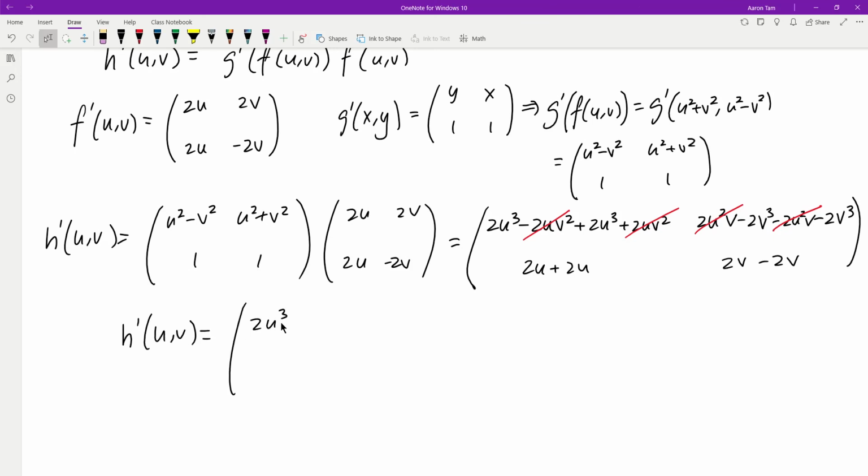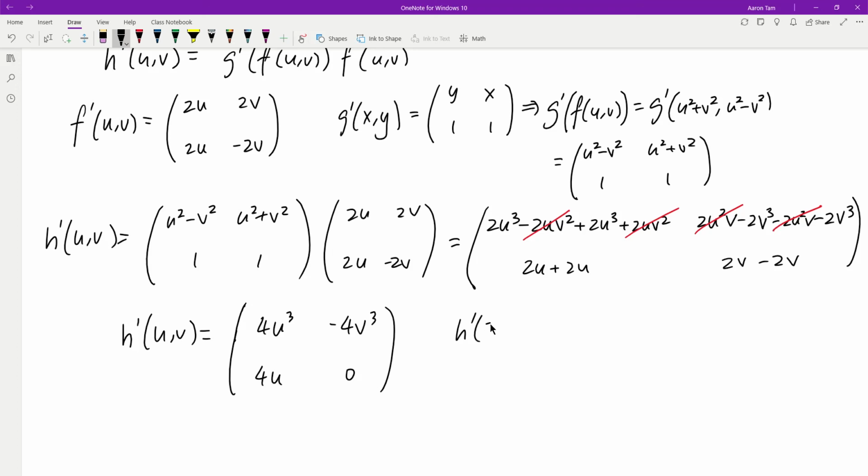Is 2u to the third plus 2u to the third, which is 4u to the third. So please don't write 2u to the third plus 2u to the third; write 4u to the third. And then negative 4v to the third. 2u plus 2u is 4u, and 2v minus 2v is 0.